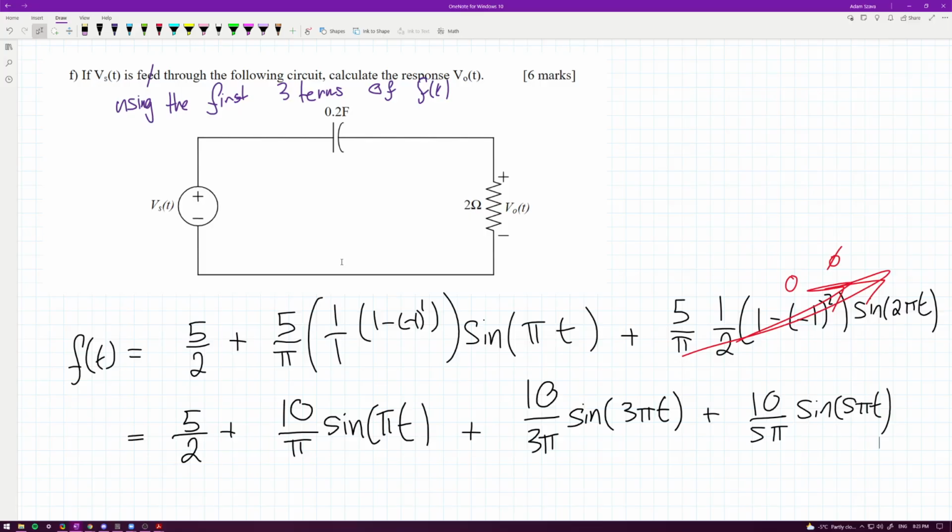You get a different analysis every time. So when you're dealing with 5 over 2, the capacitor would disappear, correct? It wouldn't disappear, it would become an open circuit. Capacitors are open circuits to DC. So then the voltage would be 0, correct? Yeah, because there's no current going through it.